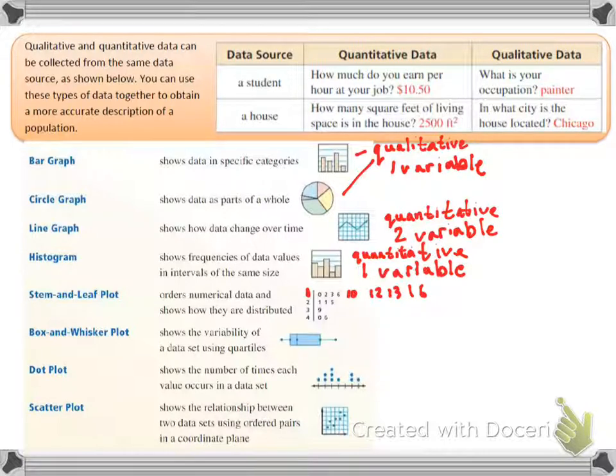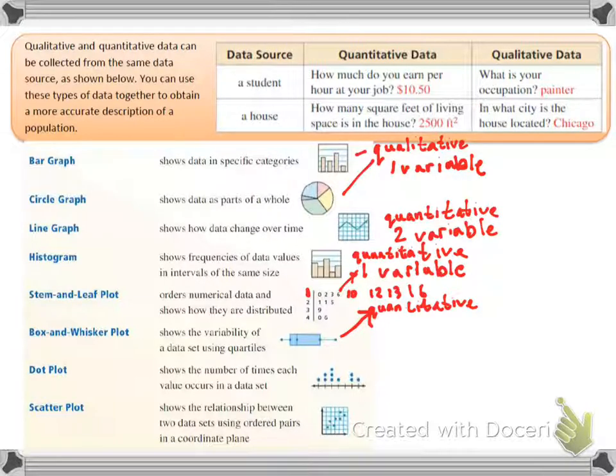Stem and leaf plot is also going to be quantitative, and one variable as well. Box and whisker plot is quantitative with one variable. We normally use it to show the variability. It's our 5-number summary that shows us how the data is distributed.